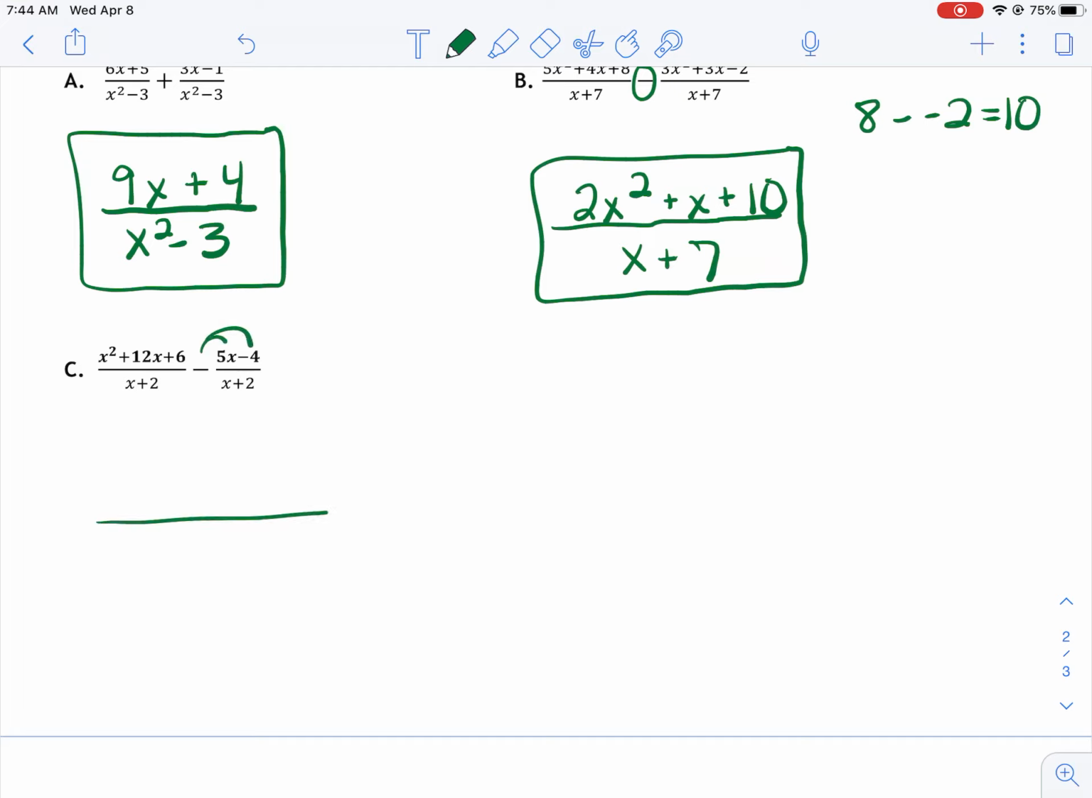Okay, and then the last one, you're going to distribute this minus sign. X squared has nothing to go with, so we have 12x minus 5x is 7x. And 6 minus negative 4, remember 6 minus negative 4 becomes 6 plus 4, which is 10.